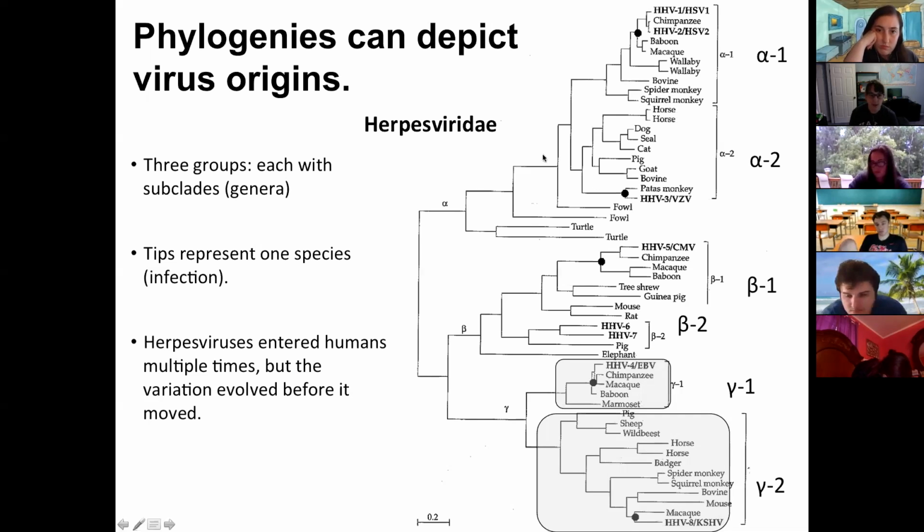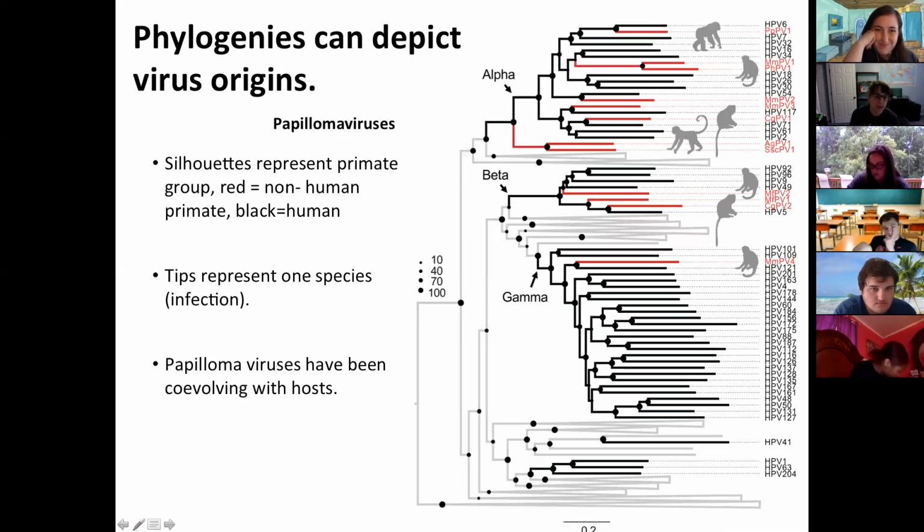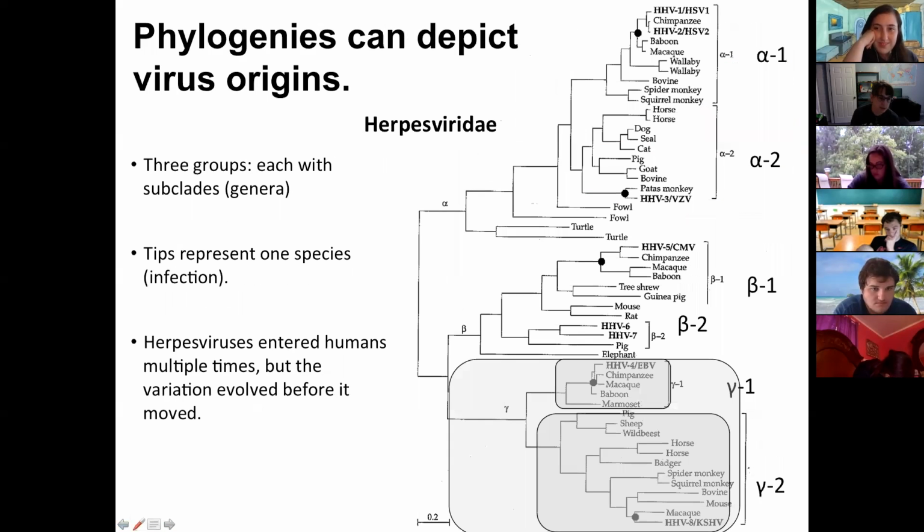So that means back here, all of these probably had herpes virus 3 and herpes virus 1 and maybe 2. Does that make sense? And then you could make that prediction throughout.